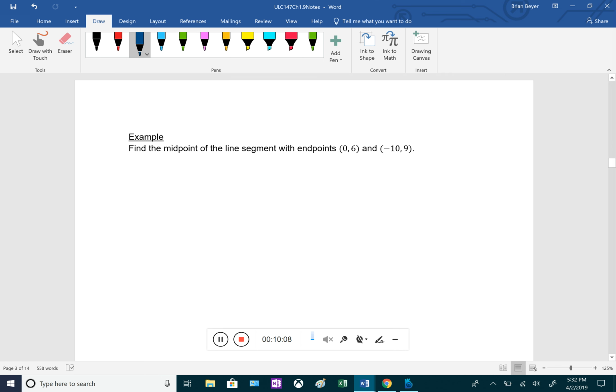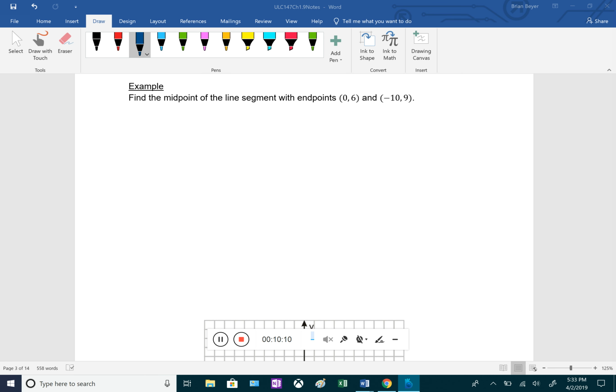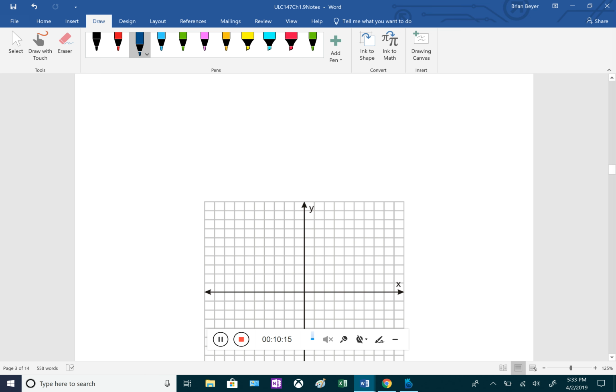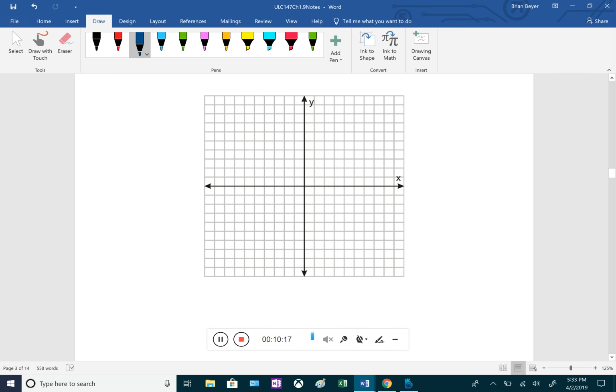Let's do one more. So we want the midpoint between 0 comma 6 and negative 10 comma 9. So 0 comma 6 is going to be right up here. And then negative 10 comma 9 is all the way over here. So we want the midpoint connecting them on this line segment. So it looks like it might be about right here, so we'll call that M. So we're looking to see what that is.